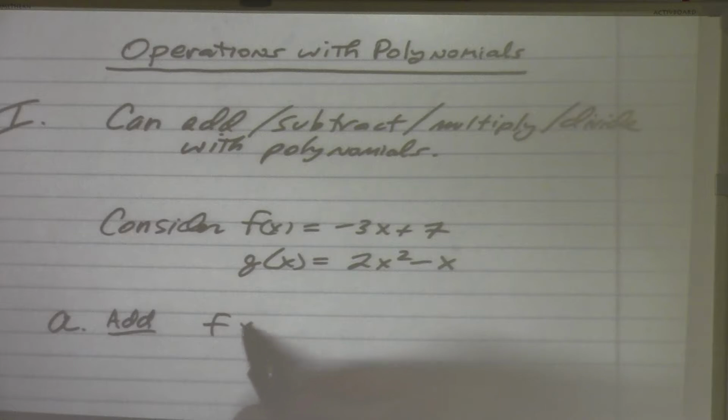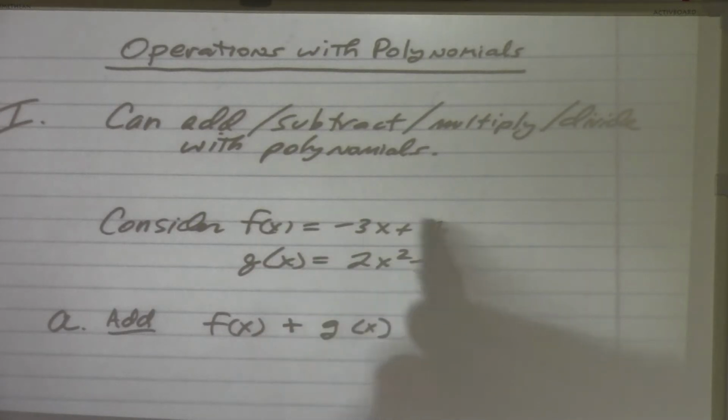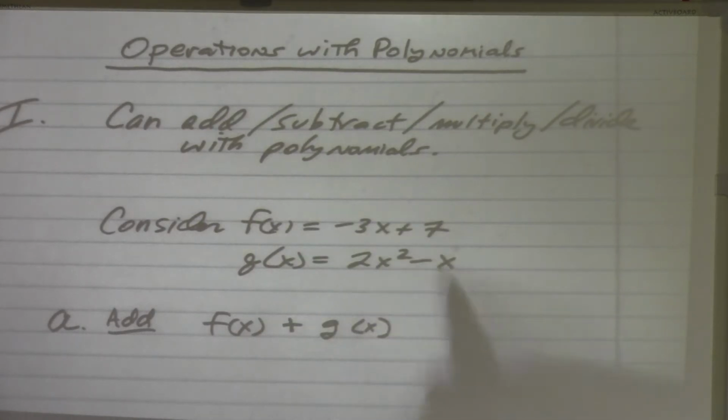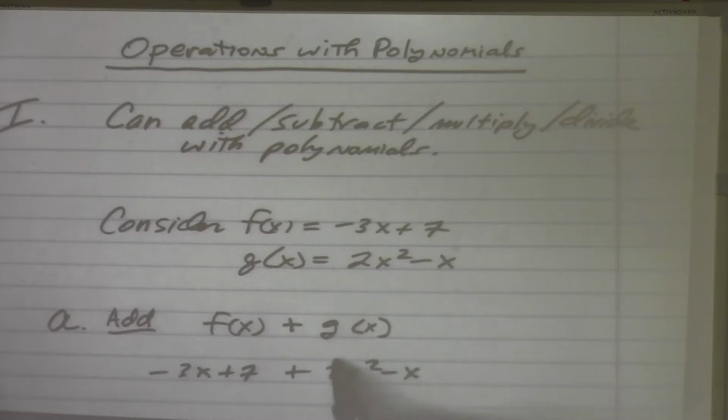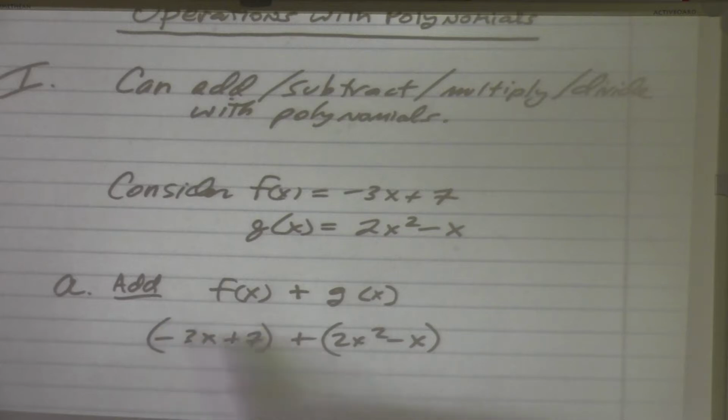So we would use this notation, or you can see that notation that tells you I said I would add them. So this function plus this function means that part plus that part. That means it would be negative 3x plus 7 plus 2x squared minus x. Now in reality, they're first in parentheses, but there is nothing multiplying to either of them to change that. So adding this and adding that, we can write it without the parentheses.